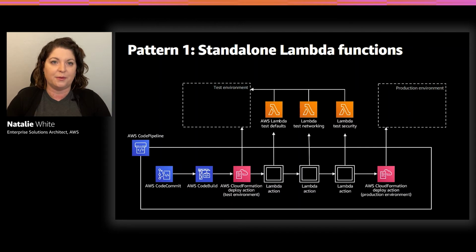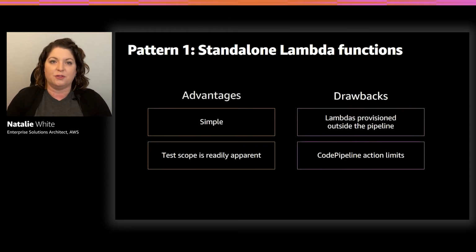So I'm not going to demo this pattern because it's really just a place for you to get started testing out integration testing in your own infrastructure. We're going to iterate on that for pattern 2 because there are a couple drawbacks to this framework. The advantages of it is that it's simple and the test scope is readily apparent from your pipeline. You can see which tests are being run, in what order, and they're all failing independently.